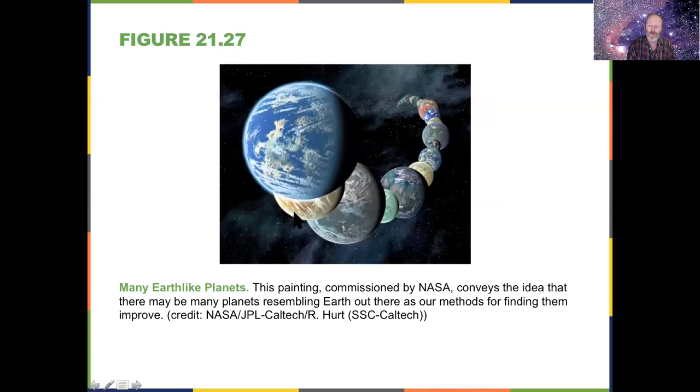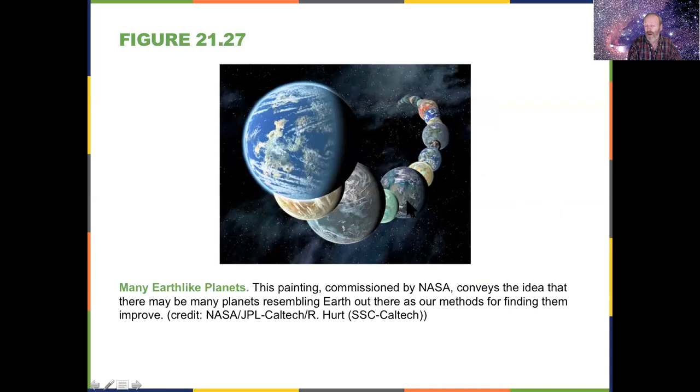So we have many, many possibilities out there. When we're looking at the spectrum from the atmospheres, seeing that they're in their habitable zones, and doing the analysis to see that they're in circular orbits, we can figure out more and more about planets that are out there. And we figure there are quite a number of Earth-like planets out there.